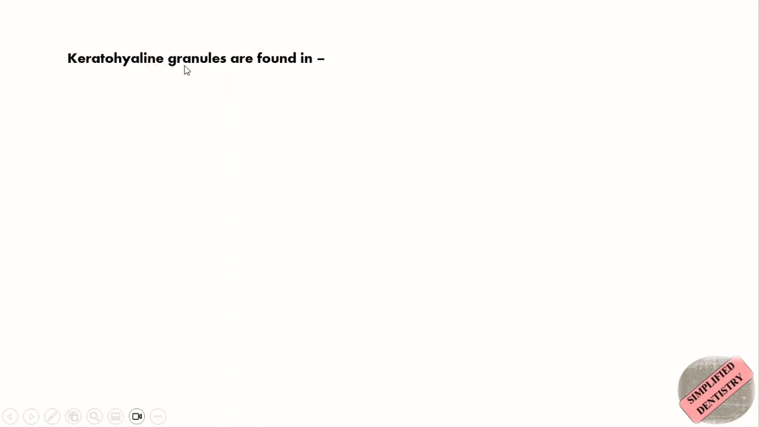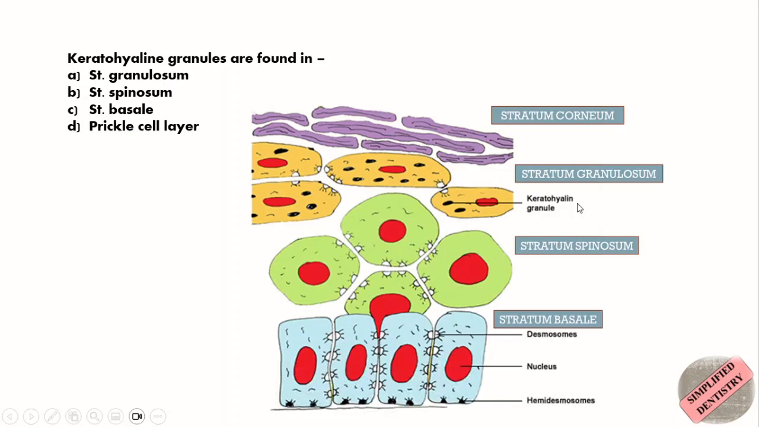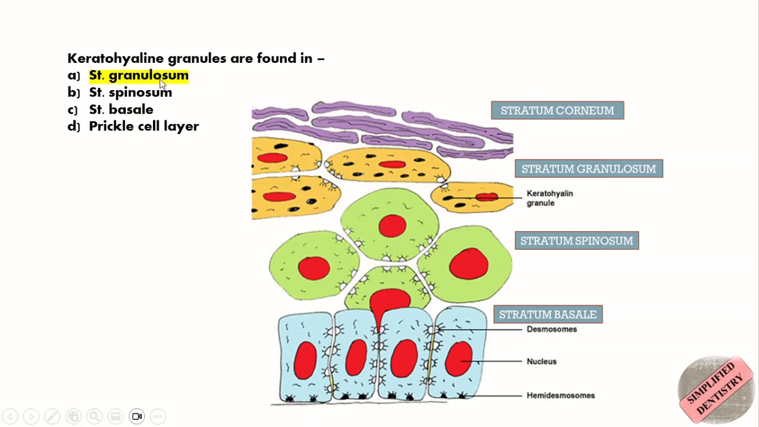Next question is keratohyaline granules are found in, option A, stratum granulosum, option B, stratum spinosum, option C, stratum basal, and option D, prickle cell layer. So the keratohyaline granules are found in the stratum granulosum layer. So the answer will be option A, that is stratum granulosum.